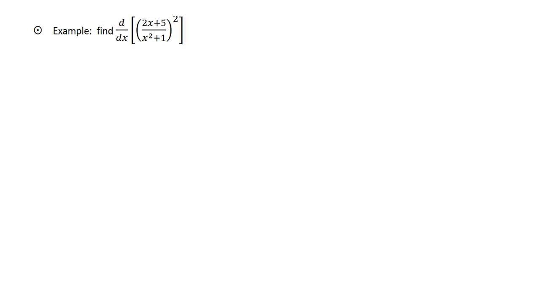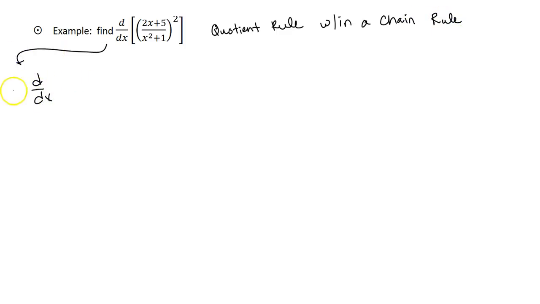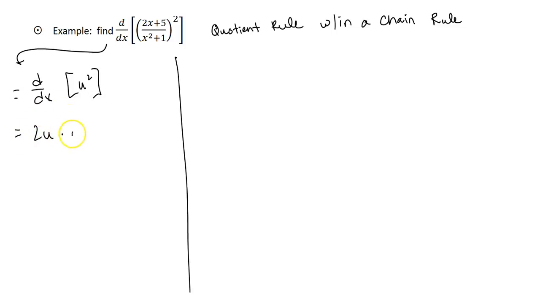In this problem, we're also going to have multiple rules being used, but again, you want to look at what's the most outer big picture thing here. And the outermost picture here is that we've got something being squared. And that something happens to be a quotient. So what this one is going to use is the quotient rule, but it's going to be within a chain rule. So the outermost substitution you would make here is that this is equal to the derivative with respect to x of u squared. So we know that that's going to be 2u to the first power times u prime, and we need to figure out what u prime is.